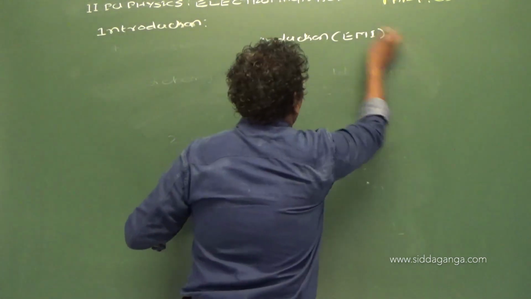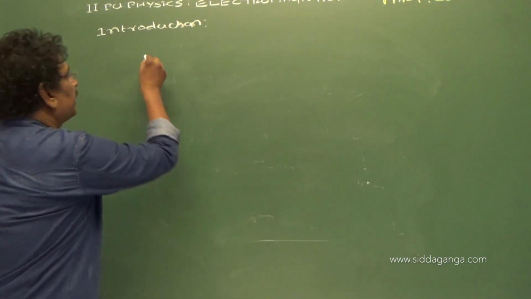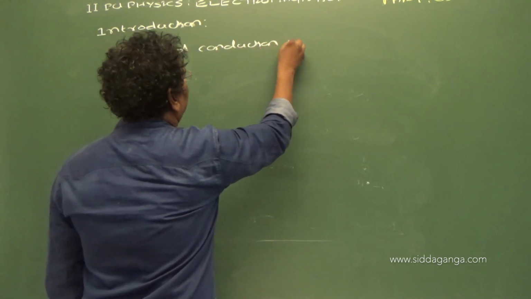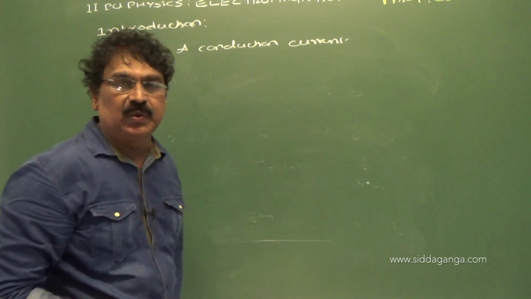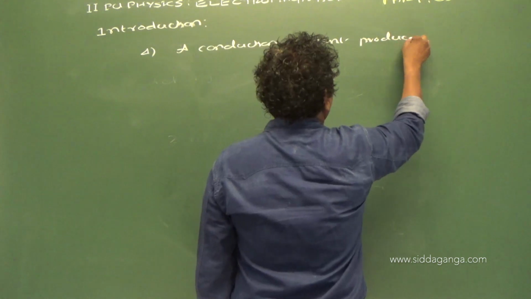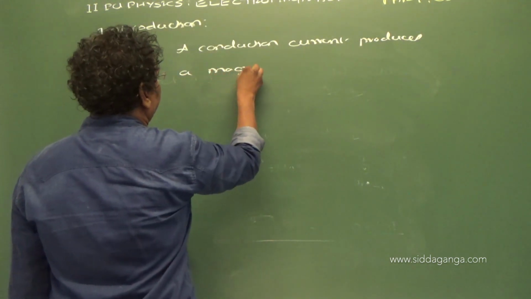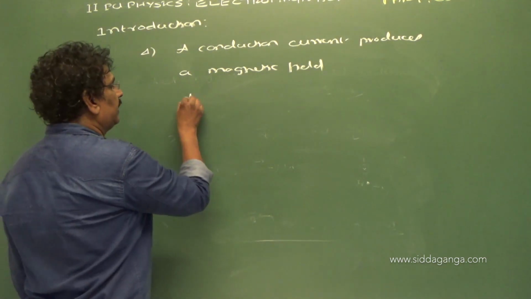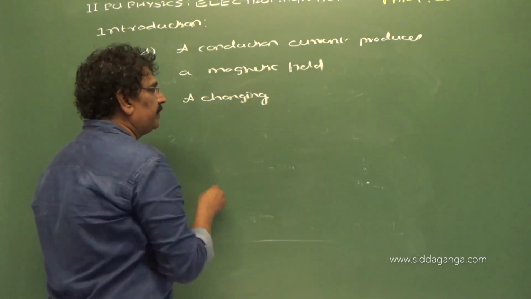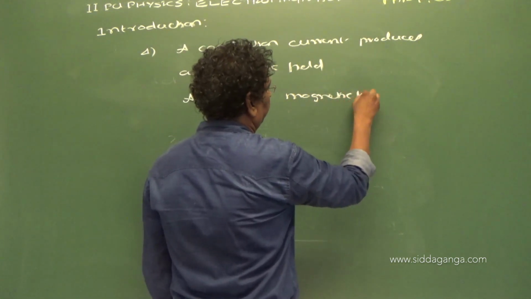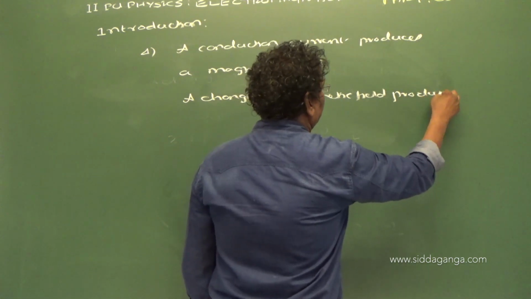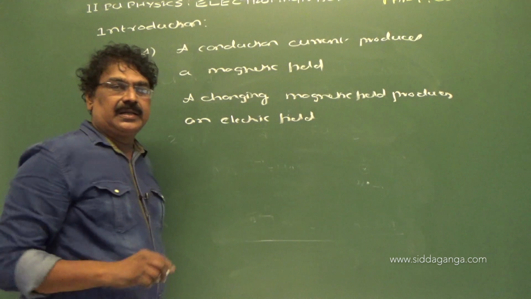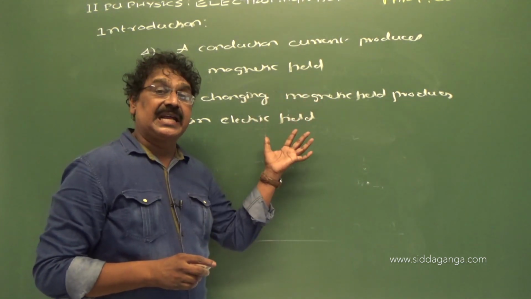Now, the fourth point of our discussion. It is now clear that a conduction current, that means current flowing through a conductor, produces a magnetic field. On the other hand, from electromagnetic induction, a changing magnetic field produces an electric field. These two are experimentally established facts.